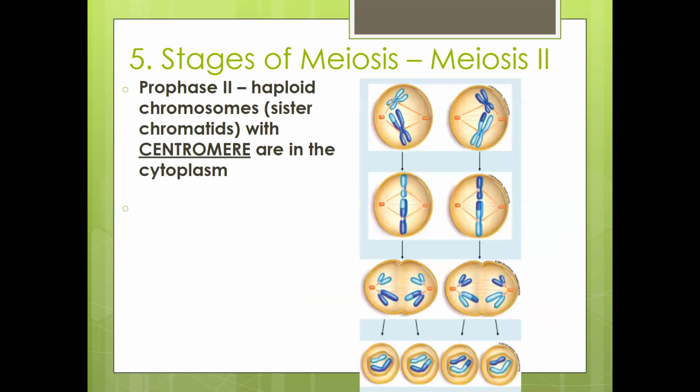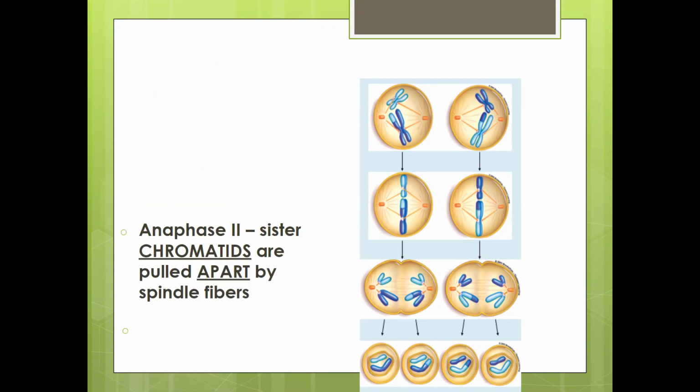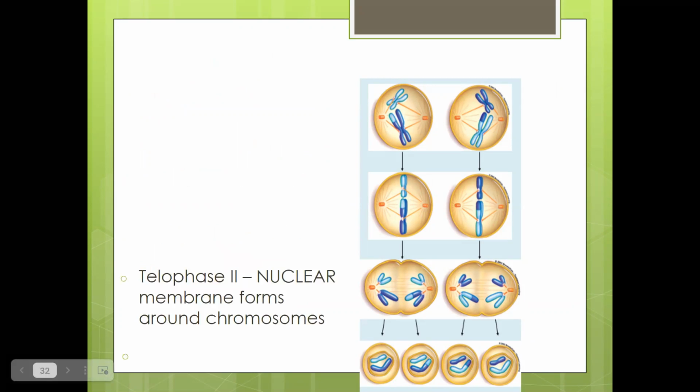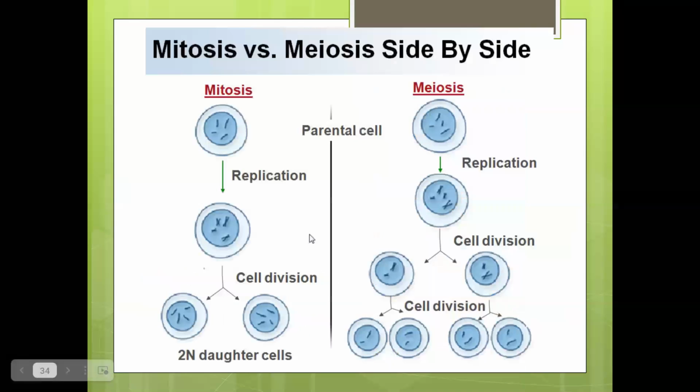Now, in meiosis 2, the DNA is not going to replicate again. It's just going to divide, and those sister chromatids will eventually separate here. In metaphase, again, those are going to line up in the middle. In anaphase, the sister chromatids are going to be pulled apart by the spindle fibers. In telophase 2, the nuclear membrane is going to form around those chromosomes. And finally, cytokinesis is going to actually split the cells apart. And you're going to get those 4 reproductive sex cells, sperm cells in the case of men, or the 1 functional egg cell in the case of women.